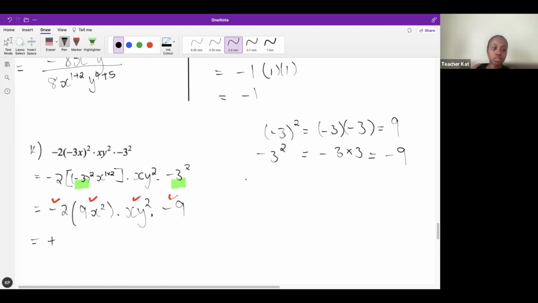Beautiful. Now let's go to numbers. What is 2 times 9? Times another 9. 162, I think. There you go. 162. Then we deal with my variables. I have an x squared over there times an x. So then my final answer is x to the power of 3. And y is on its own, so it's just y squared.